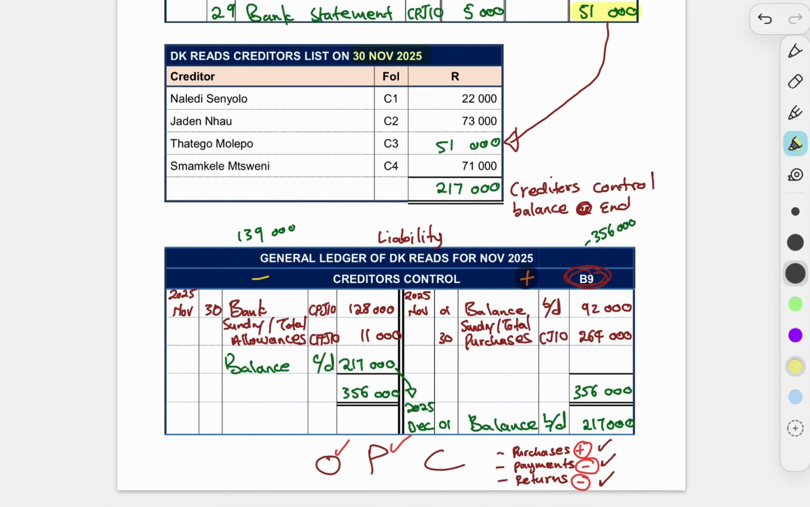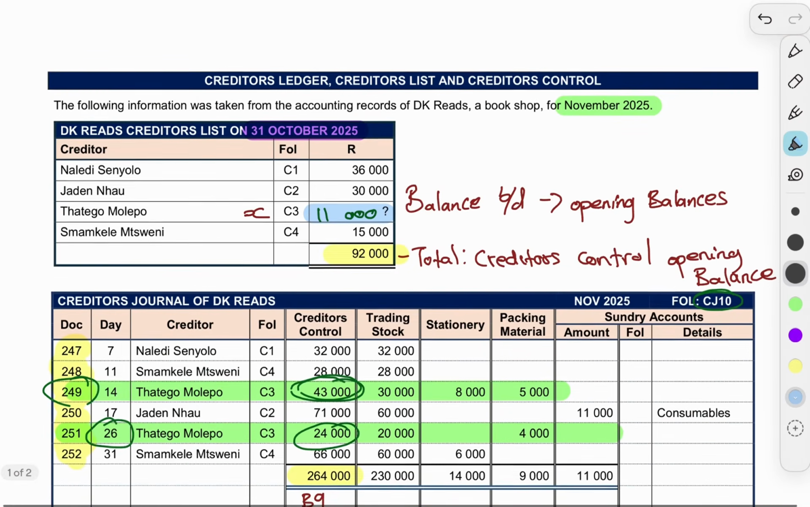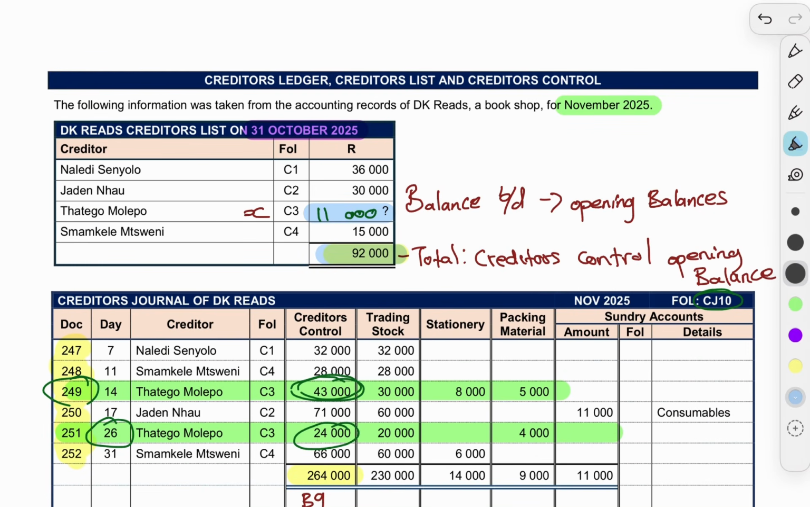I want you to look at something here. Can you see that your closing balance, your balance carried down, is the same as the closing balance of all your creditors? Okay, that is why we said creditors control is a summary of all your creditors' balances. Okay, so they should always be the same. Even the opening balance, the 92,000, is the same as the opening balance of the creditors list here. Okay, they should always be the same because creditors control is a summary of all your creditors.